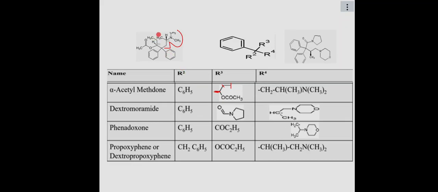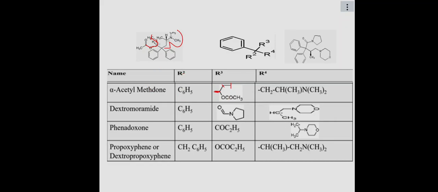So the whole substituent is a CH3, a CH2, represented by CH3, CH2, and then you have this CH there, and then you move on along this substituent. You go to the oxygen, and then you go to the C double bond O, and CH3. So that is what we are calling the alpha acetyl methadone.